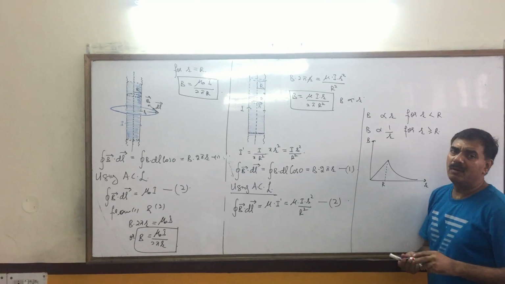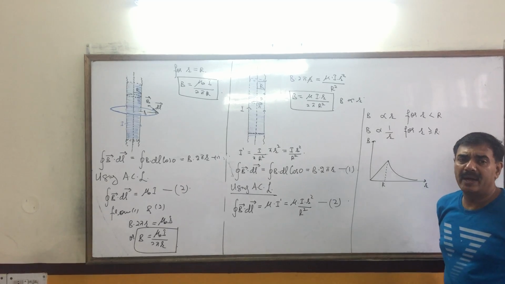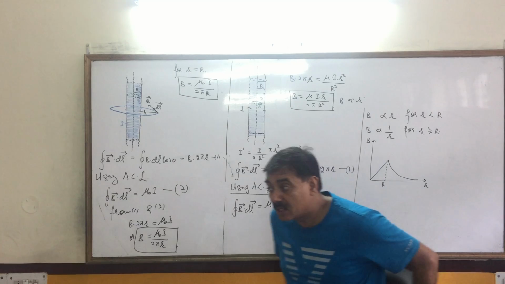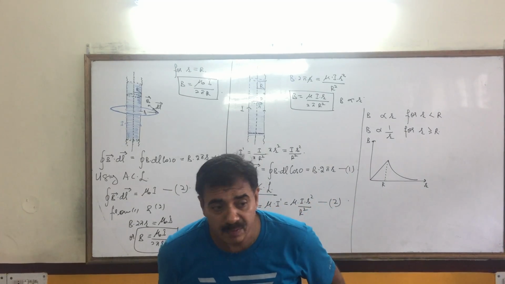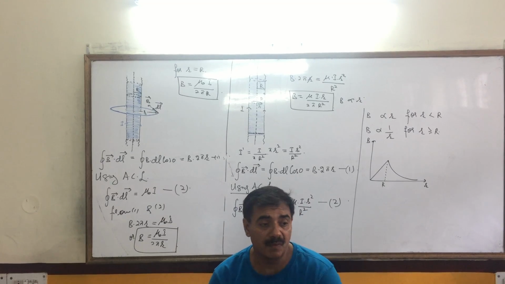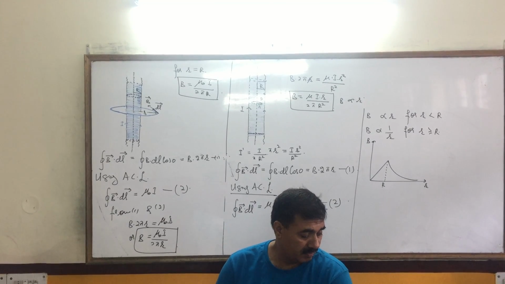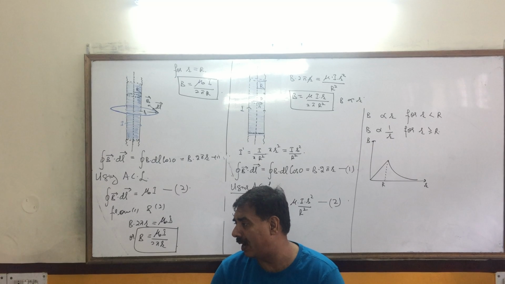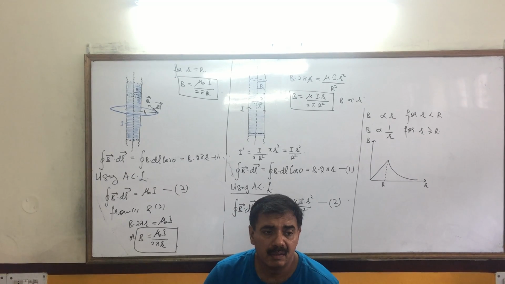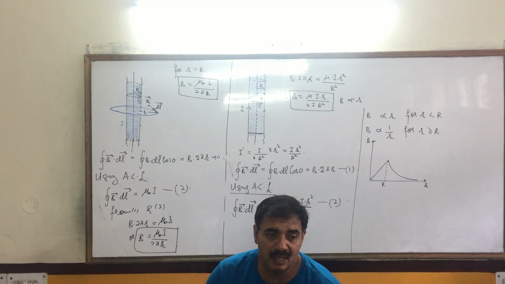It means whatever might be the shape of the wire, the magnetic field would be maximum at its surface. Magnetic field is the maximum at its surface. And for a point outside the wire, the entire wire behaves like a thin wire at its axis.